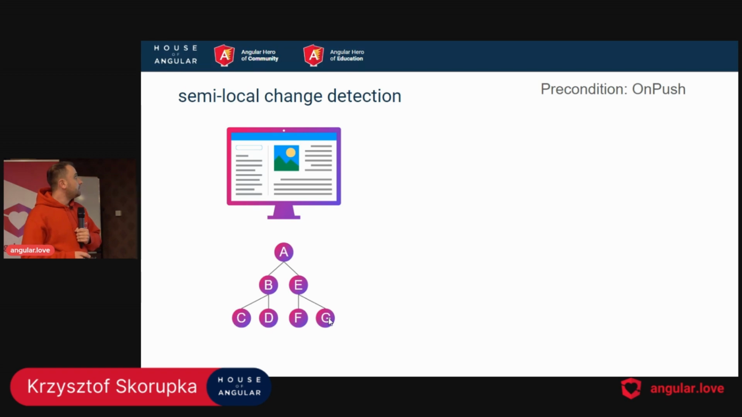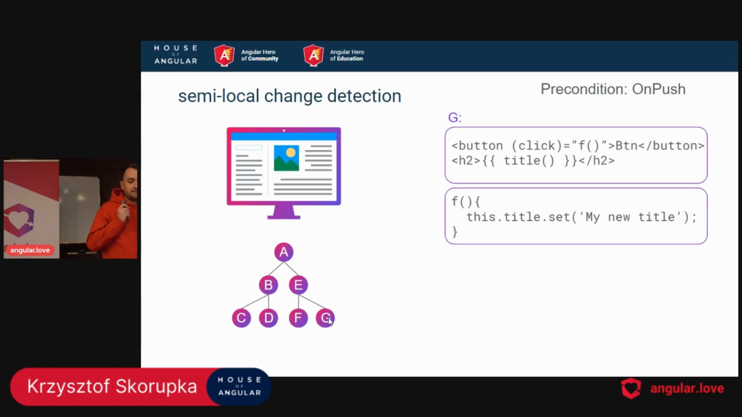So let's say we have our component tree, and it looks like that. And then the code of the G component is very simple. We have a button, we have a title which is tied to the signal, and in the click handler we just update the value of this signal, right? So yeah, let's see what happens. Let's assume that the precondition is met. We have OnPush components pretty much everywhere.